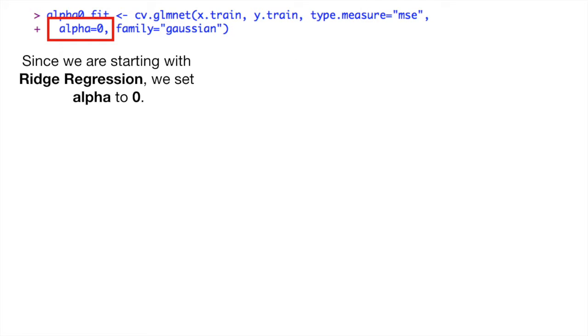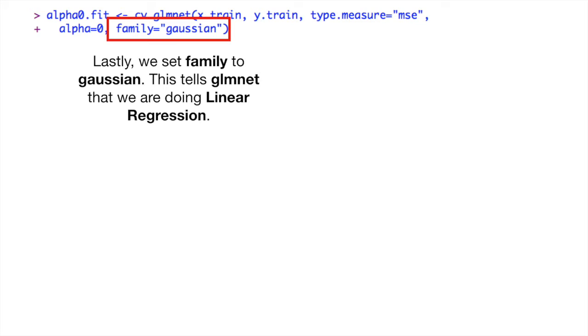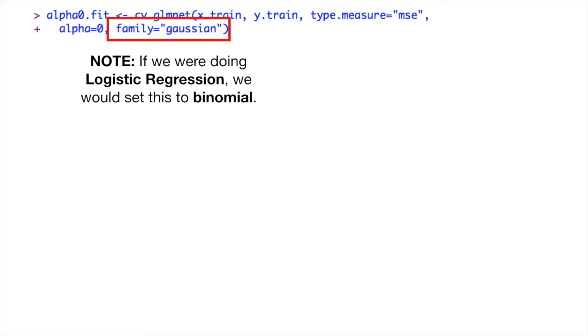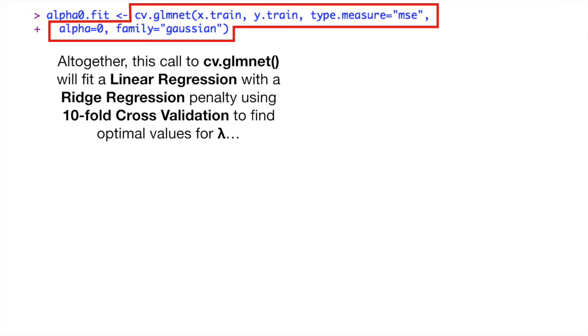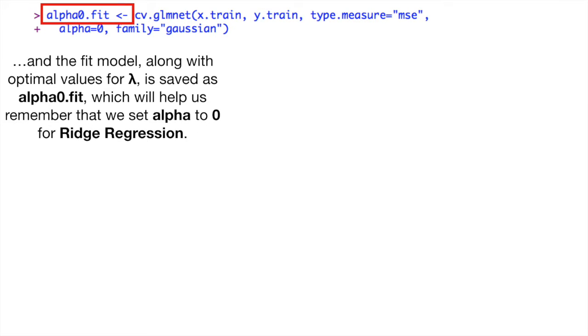Since we are starting with ridge regression, we set alpha to 0. Lastly, we set family to Gaussian. This tells glmnet that we are doing linear regression. Note, if we were doing logistic regression, we would set this to binomial. Altogether, this call to cv.glmnet will fit a linear regression with a ridge regression penalty using 10-fold cross-validation to find optimal values for lambda. And the fit model, along with optimal values for lambda, is saved as alpha0.fit, which will help us remember that we set alpha to 0 for ridge regression.